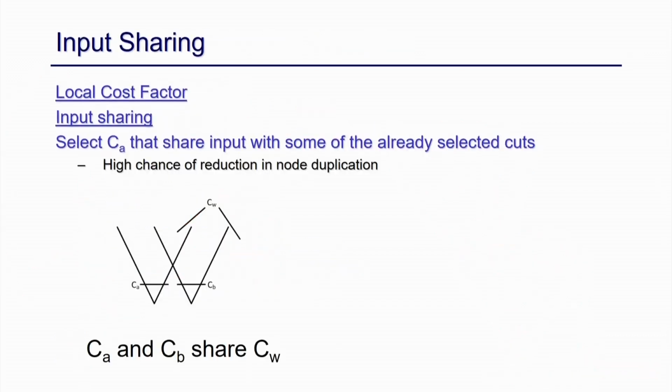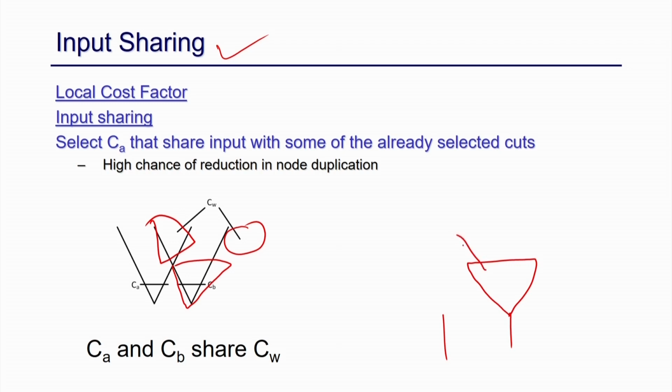Now, if you just think about that local cost factor, one of them is input sharing, which is very important, and I also mentioned it earlier. Suppose I have decided this is one cart and this is one cart. This cart is shared in many places. Now, to elaborate this example, suppose I have decided this cart, and then from this input I have selected this cart as well.